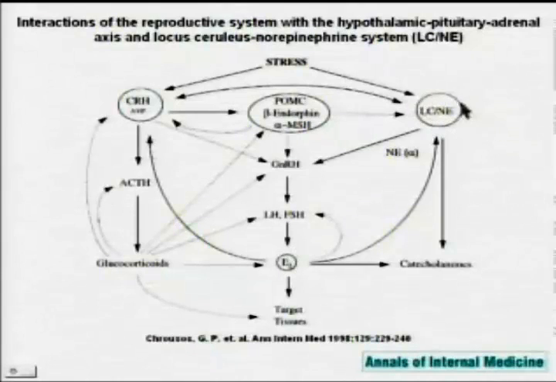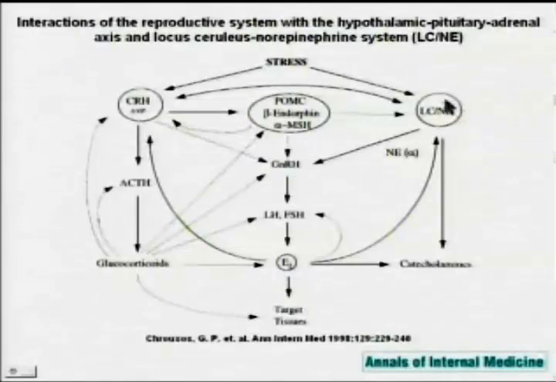Now this is just showing the locus ceruleus contributing here. So stress activates CRH neurons to increase the release, increase ACTH, increase glucocorticoids. You get the negative feedback at the level of the pituitary and at the level of the hypothalamus, and then potential effects on the target tissues.